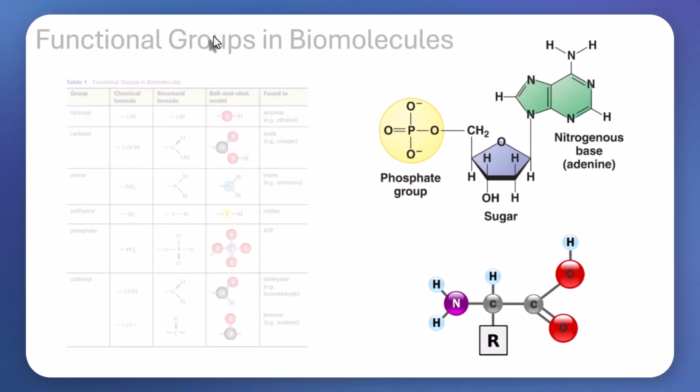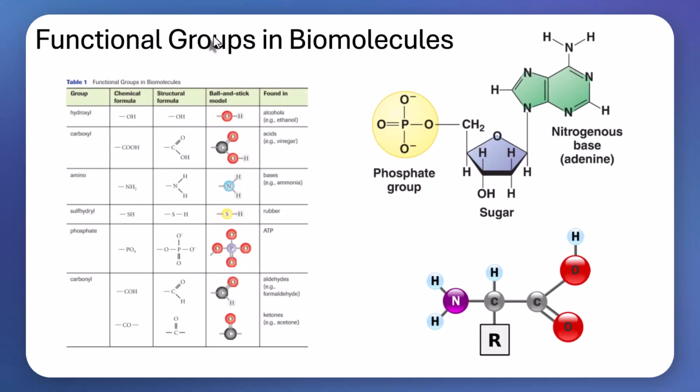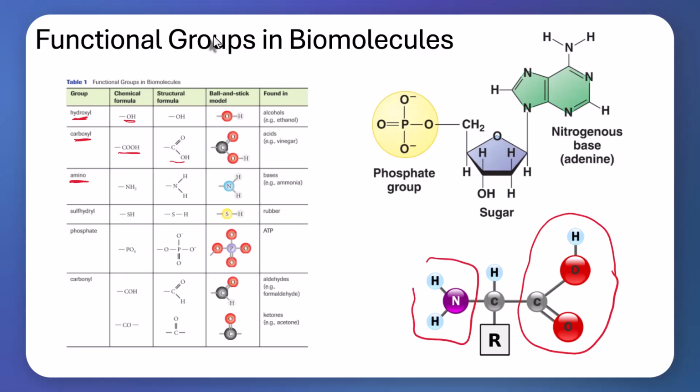Some of the functional groups in biomolecules or organic chemistry that you'll see a lot, hydroxyl group is an OH molecule that we add to a lot of different organic compounds in biology. Carboxyl group, COOH. You'll notice that this is a carboxyl group, that's a COOH group. An amino group, this is an amino group, NH2. Okay, NH2 is an amino group.